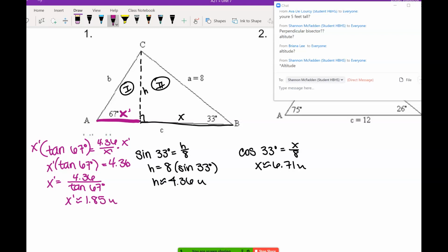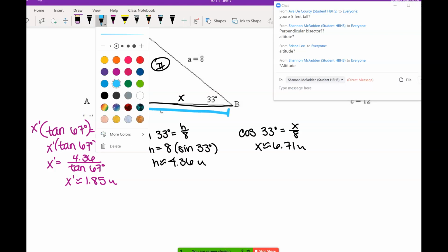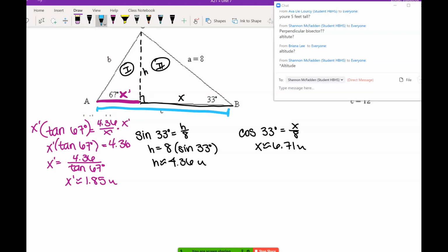Take us home. Well, I have different numbers because we messed up that one. That's okay. 1.85 plus 6.71 equals 8.56 times the height, which is 4.36, divided by 2 is 18.66. Nice. Okay, so what she did, and she was running through it, she was handling it, nice job, is we need to add the two pieces to find the entire base.